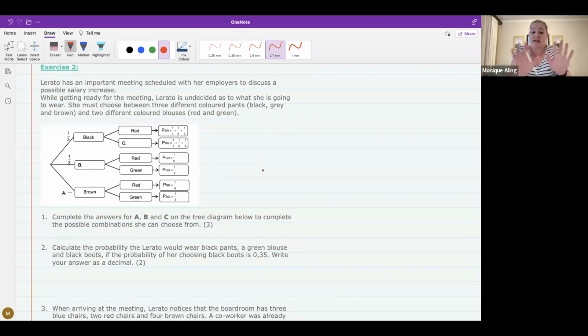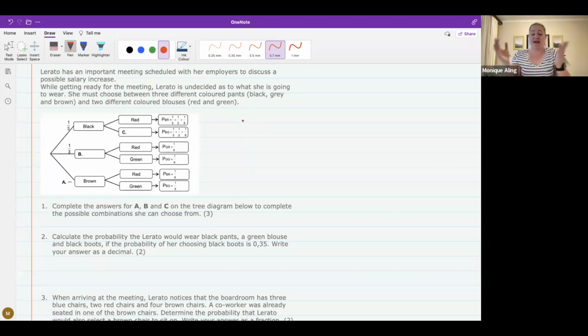Okay, so now it looks a little bit confusing. There's some fractions involved there, but before we stress about that, let's just read the question first. It says, Lerato has an important meeting scheduled with her employers to discuss a possible salary increase. While getting ready for the meeting, Lerato is undecided as to what she is going to wear. She must choose between 3 different colored pants, black, gray, and brown, and 2 different colored blouses, red and green.